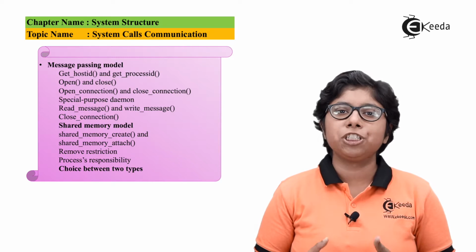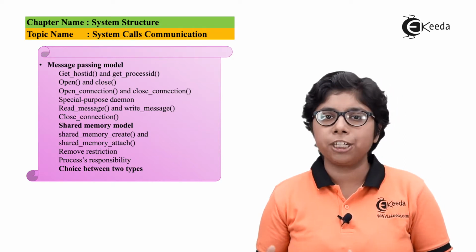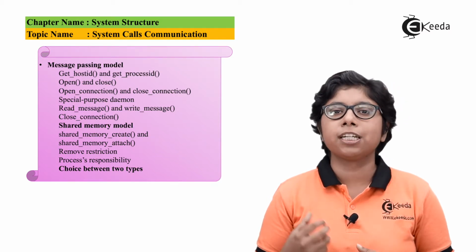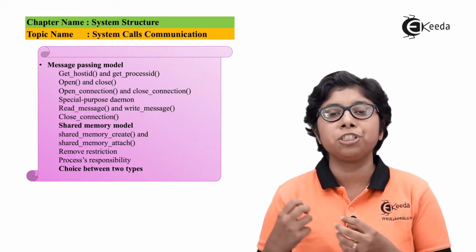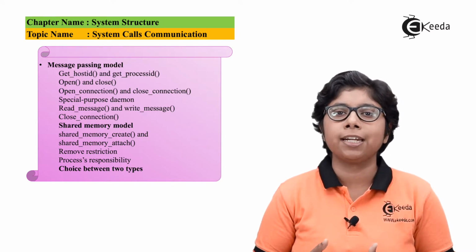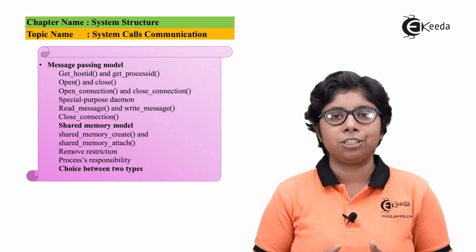The next one is the shared memory model. In the shared memory model, the create shared memory and attach shared memory system calls can create and gain access to the shared memory area, by which two or more processes can access the same shared memory to exchange information.